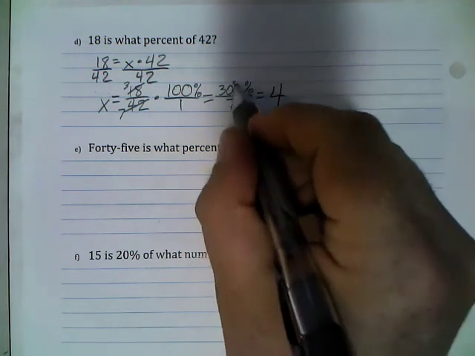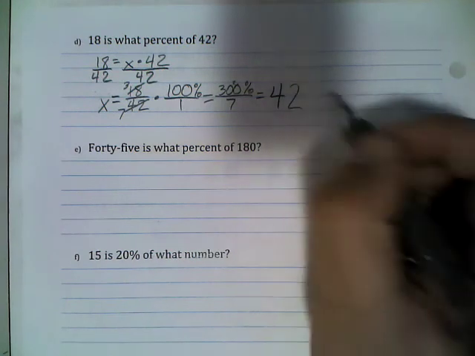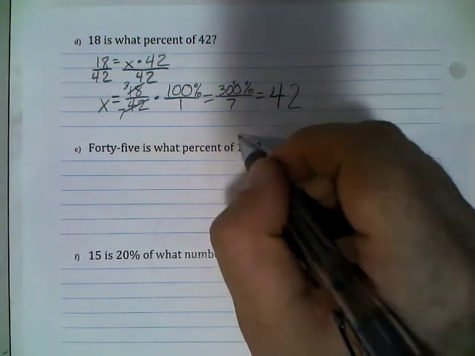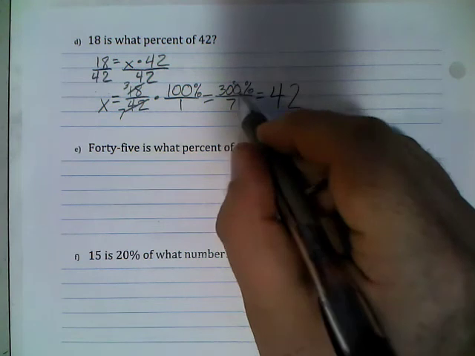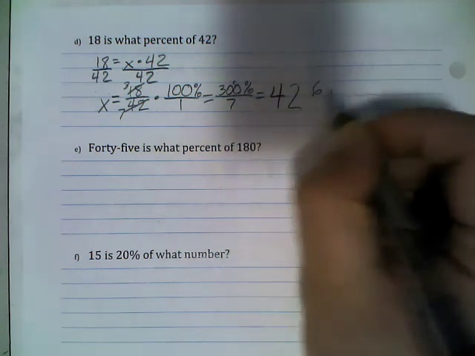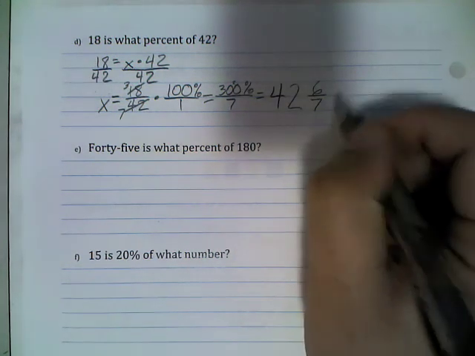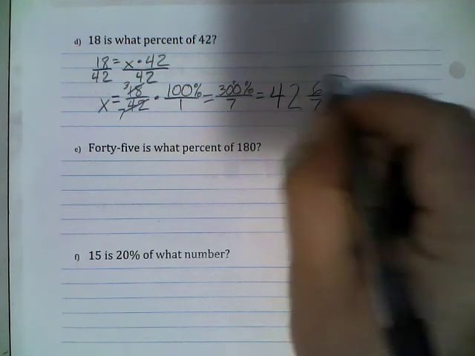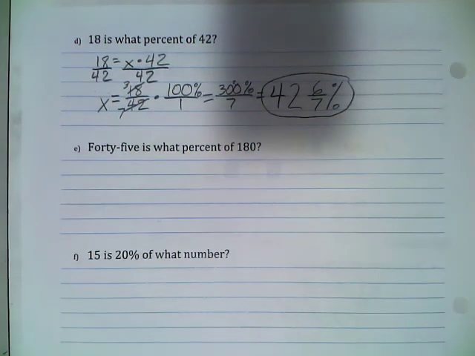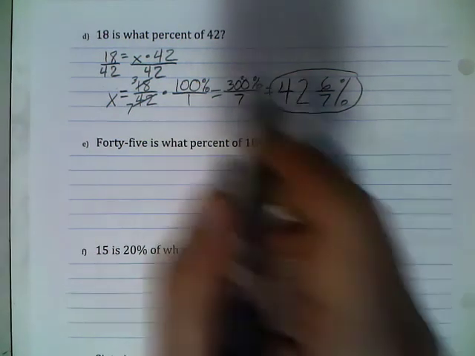7 then goes into 20 2 times. 2 times 7 would be 14. If we take that away from 20, that's going to be 6 left over. And of course, the percent sign tags along. So this is 42 and 6 sevenths percent. So 18 is 42 and 6 sevenths percent of 42. So it's kind of a coincidence there that we've got a 42 and a 42.